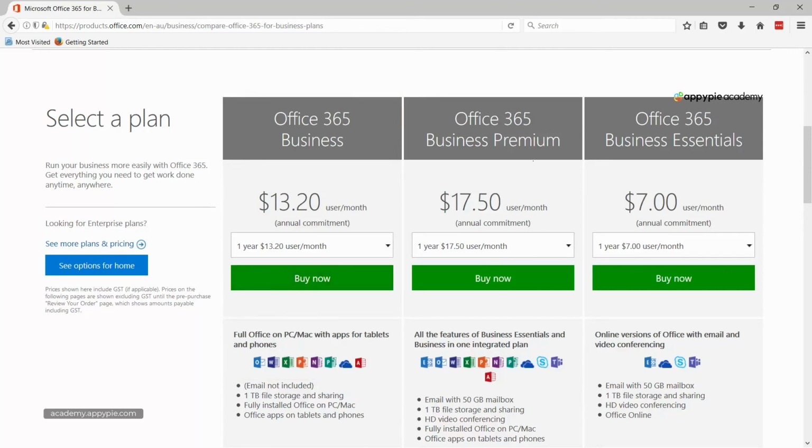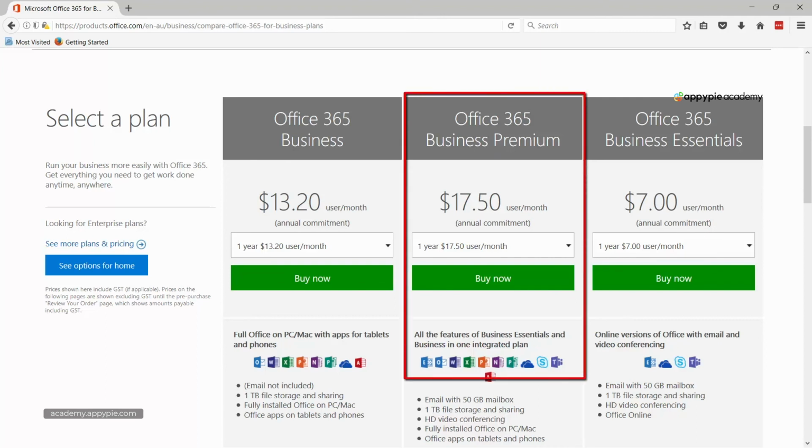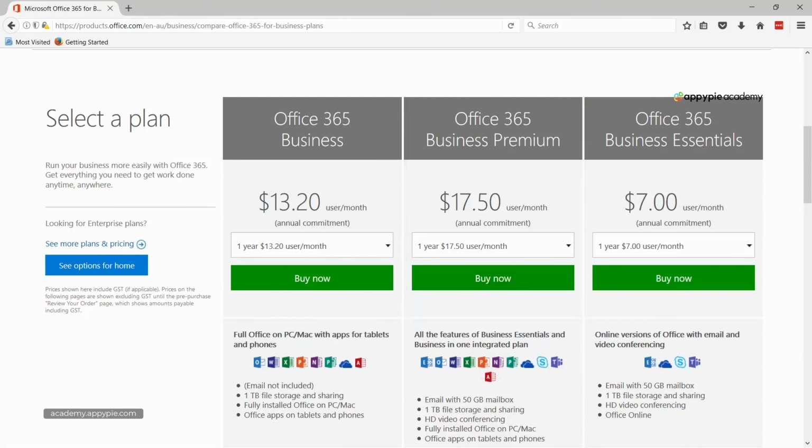Office 365 Business and Business Essentials are kind of the opposite of each other. So Office 365 Business includes all the normal apps, but it doesn't include email, Skype for Business, or Teams, which is on Business Essentials. Both of them do have the OneDrive storage though. Really combining the two is what you get with Office 365 Business Premium. That includes all of the different packages. So Business Essentials is $7 per user per month, Business is $13.20, and Office 365 Business Premium is $17.50 per month. So this is pretty kind of standard pricing that you would see with software as a service.